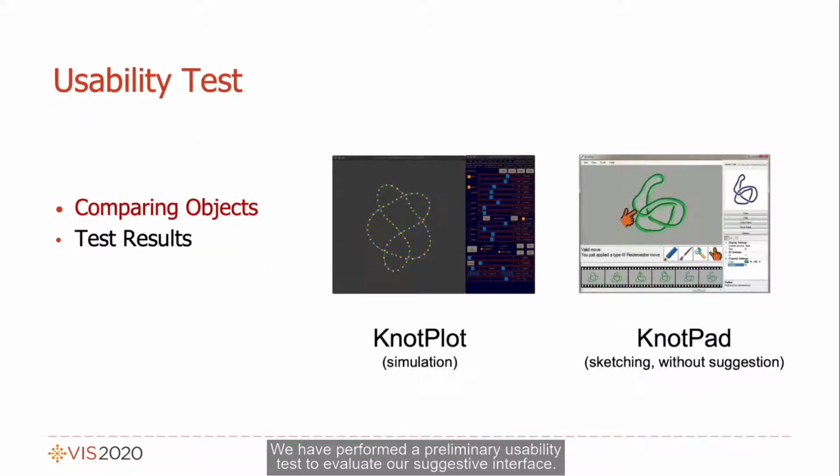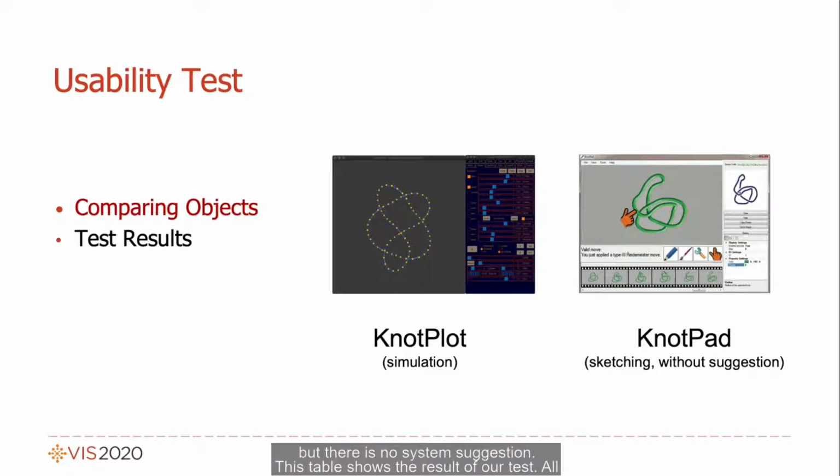We have performed a preliminary usability test to evaluate our suggestive interface. We invited 10 non-expert participants to perform 3 unknotting tasks with 3 complicated knots. To have comparison groups, we asked the users to use some other tools: KnotPlot, and our earlier work, UnknotPad. KnotPlot provides a physical simulation method to untangle knots automatically. UnknotPad presents an interface to let users untangle knots by pure drawing, but there are no system suggestions.